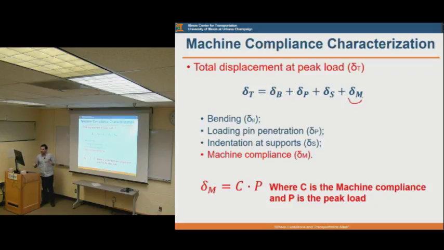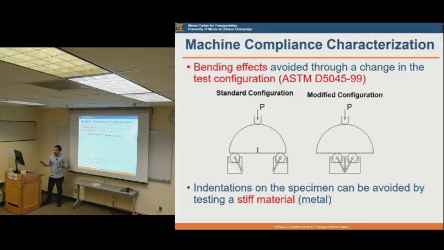We would like to find out this term right here. For this term, we made an assumption that it is proportional to a machine compliance factor, and of course, it is proportional to the load that we apply. We need to test if this is true first, but this is the assumption that we were making. Moving forward, to get rid of the bending motion, one thing we can do is bring these supports as close as possible, which is what we did in these tests.